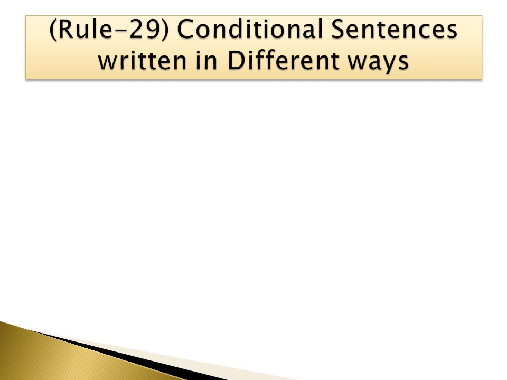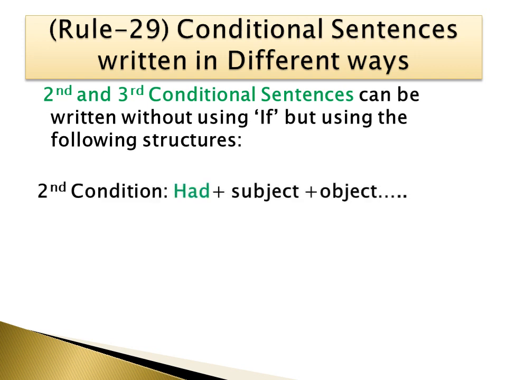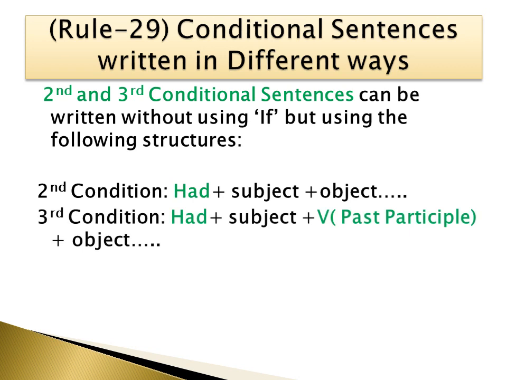Rule 29. Conditional sentences written in different ways. Second and third conditional sentences can be written without using if, but using the following structure. Let us see the structure. In a second conditional sentence, the structure might be had plus subject plus object. In a third conditional sentence, it is had plus subject plus verb participle plus object.